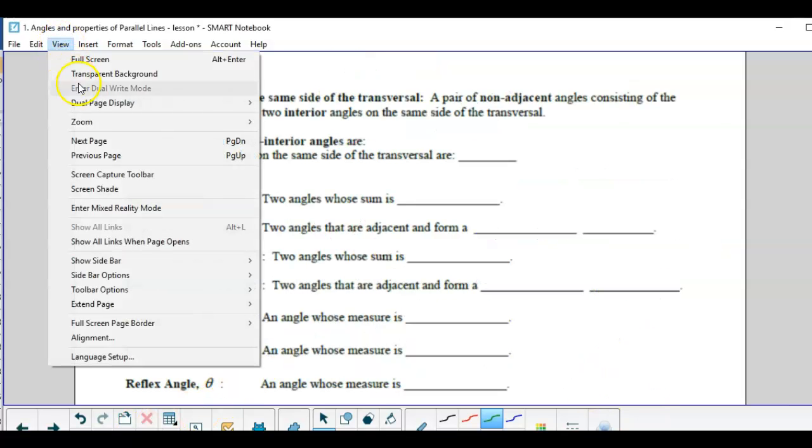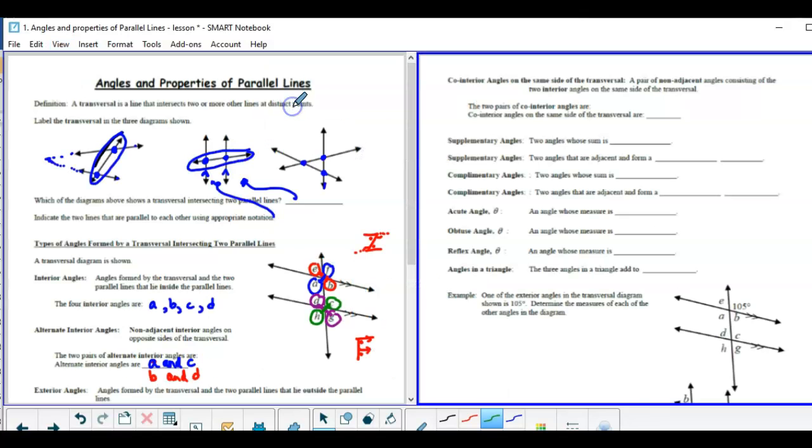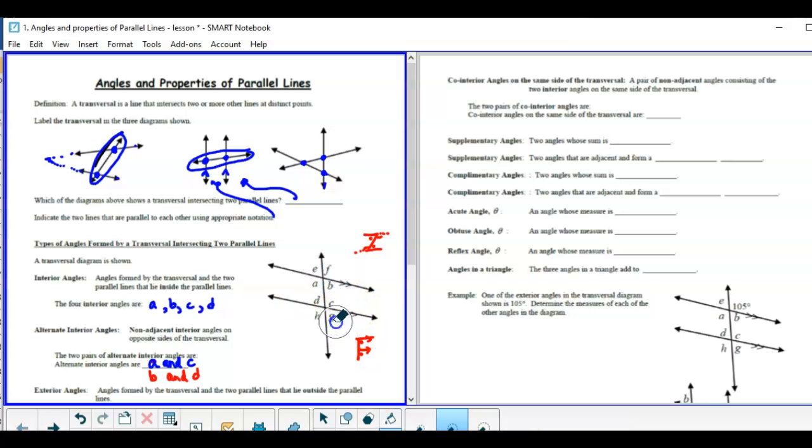I'm just going to put 2 pages on here so that we can still see the diagram. I'm going to erase those because there's one more property here. It says co-interior angles on the same side of the transversal. That's a pair of non-adjacent angles consisting of the 2 interior angles on the same side. An example would be B and C there. They're co-interior: co means together, inside, on the same side of the transversal. So B and C.